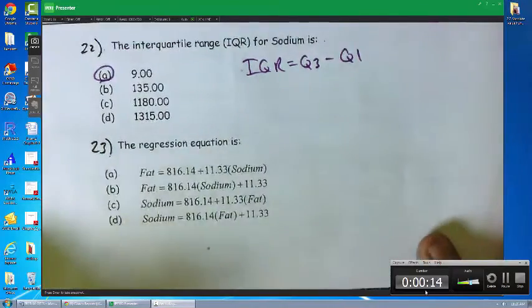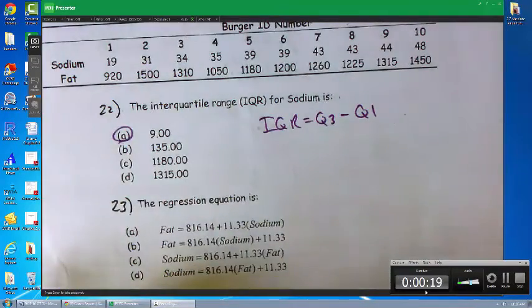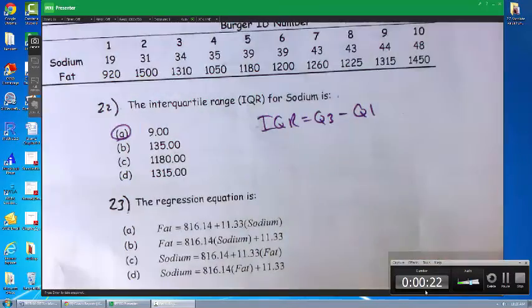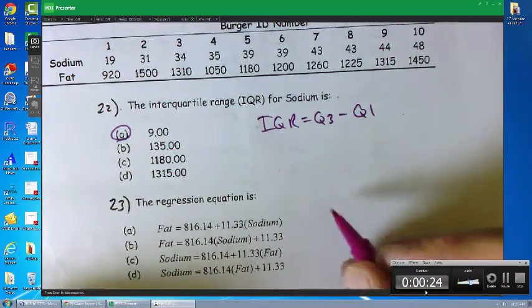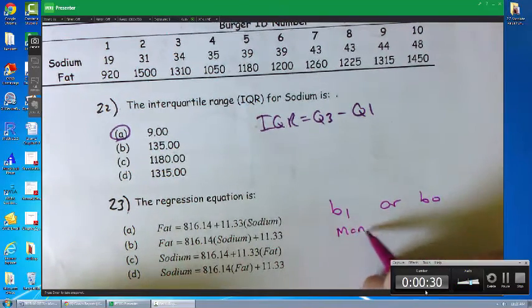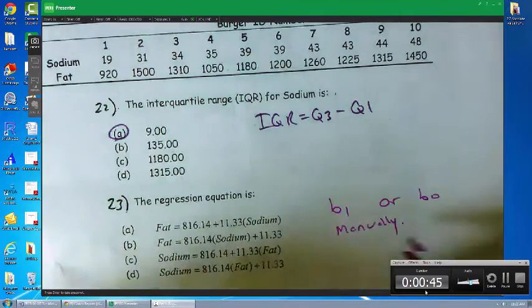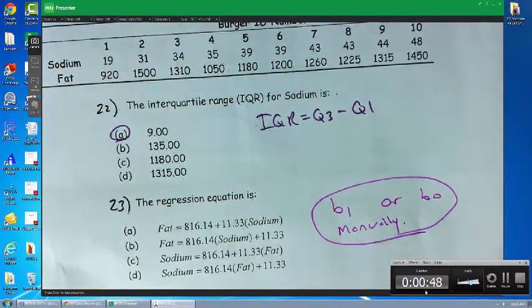So this is the last problem we got to, was finding the IQR for sodium. The regression equation, you can do it manually. Guys, there's a problem on the test where you're going to need to calculate B1 or B0 manually. What that means is they're going to give you the R and the standard deviation. They're not going to make you do the entire table, but they're going to give you the needed information. So you're going to need to know how to do B1 and B0 manually. So know those formulas. You can look back and find them.